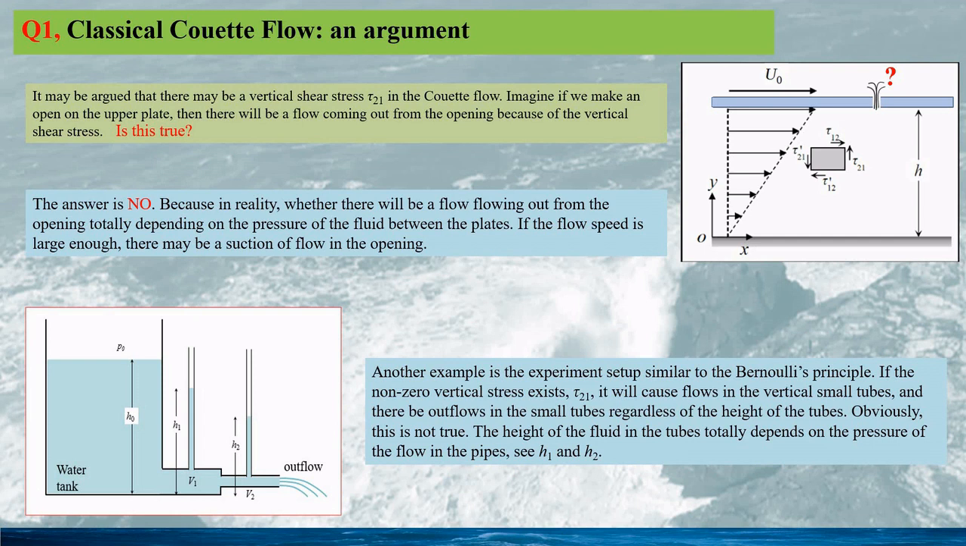Obviously, in such an opening, the so-called vertical shear stress does not exist. Thus, this proves that there is no vertical shear stress in the Couette flow. This conclusion can also be applied to the Hagen-Poiseuille flow, a laminar flow in a long horizontal pipe. Therefore, the requirement of the symmetric stress tensor is not a prerequisite for fluids.